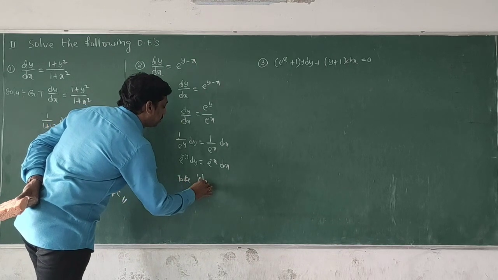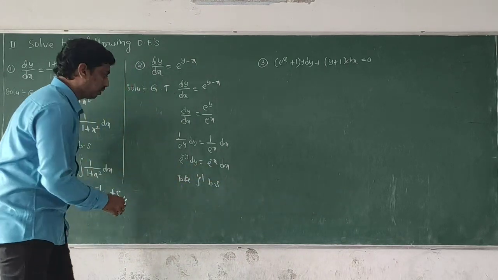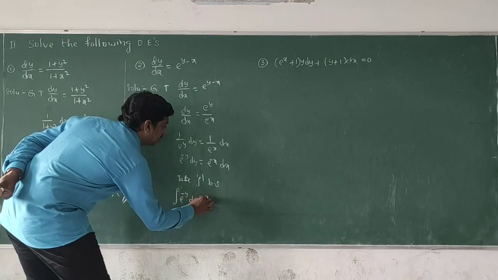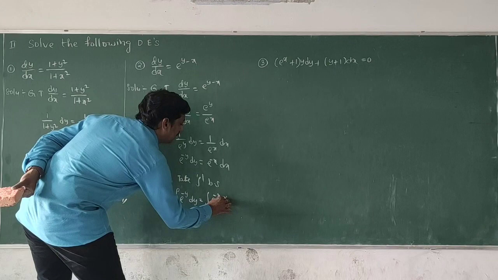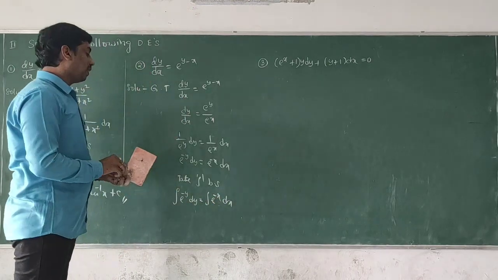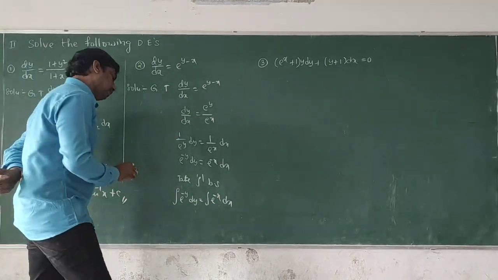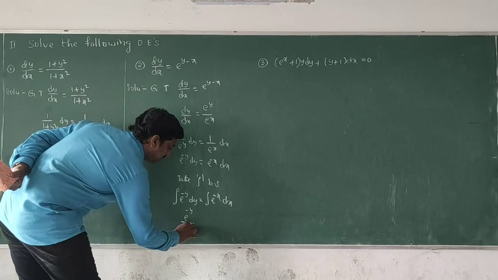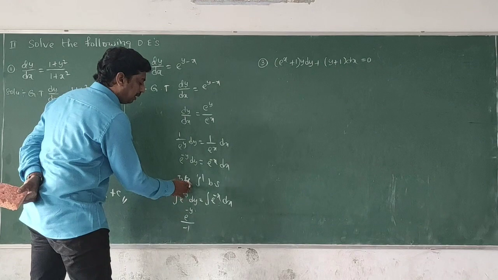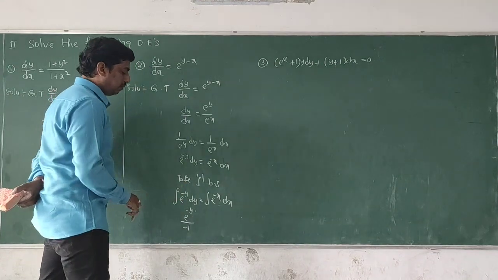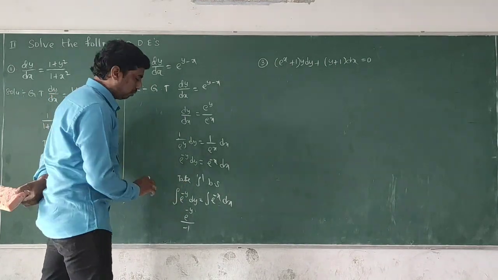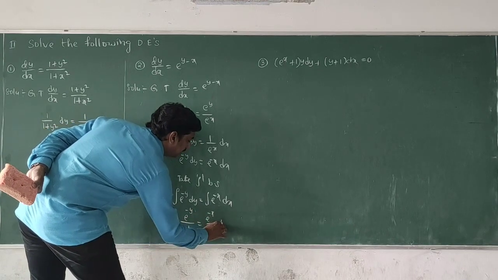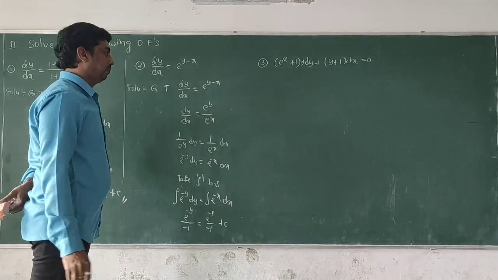Take integration on both sides. Integration of e power minus y into dy equals integration of e power minus x into dx. What is the integration of e power minus y? Very good, e power minus y by minus 1. Because of the internal function differentiation, we need to write it in the denominator. Here also e power minus x by minus 1. Take the constant plus c.